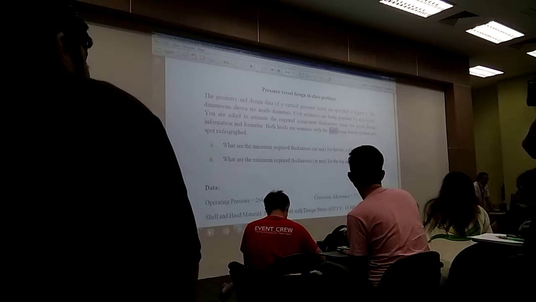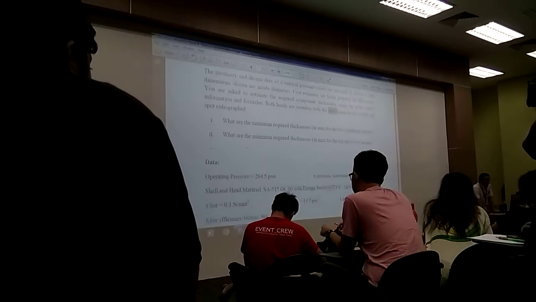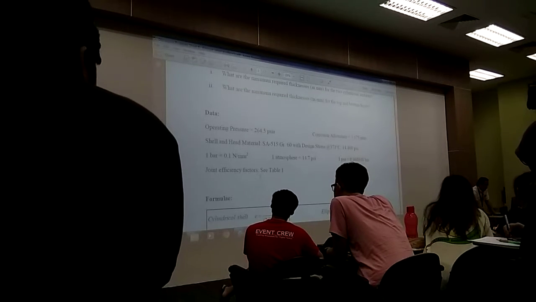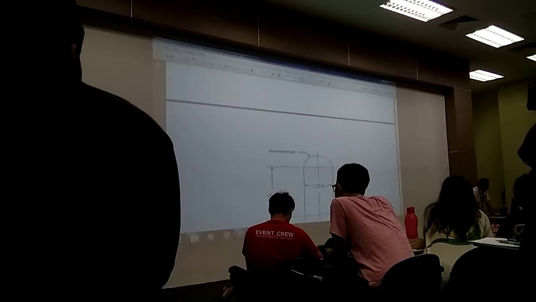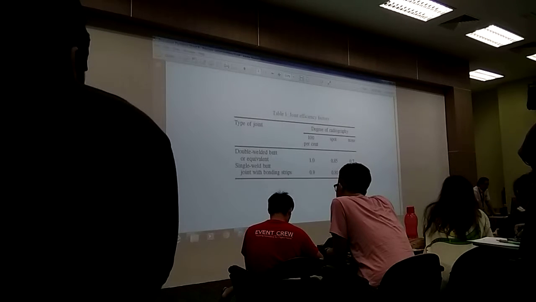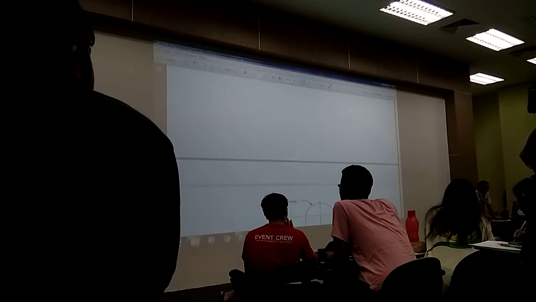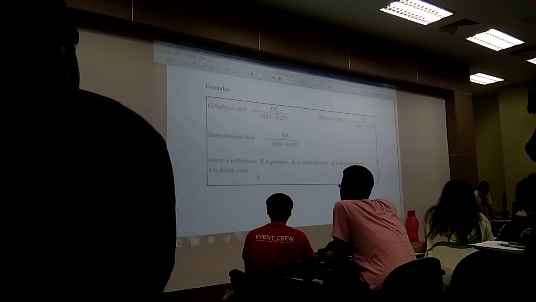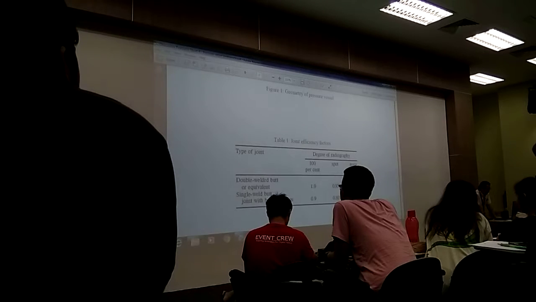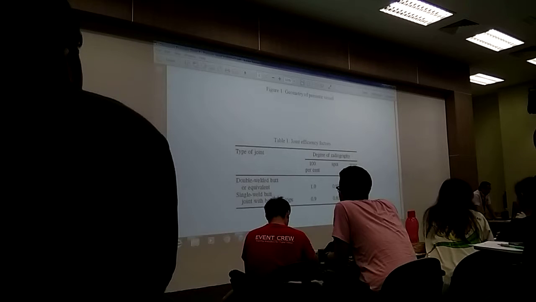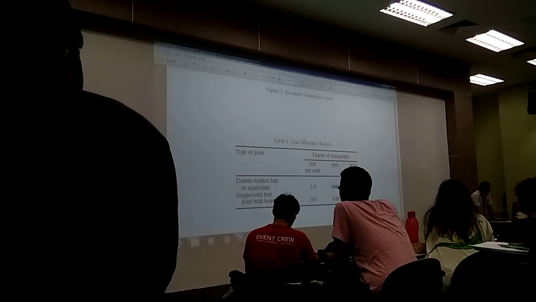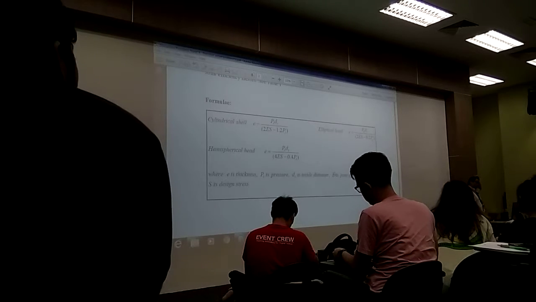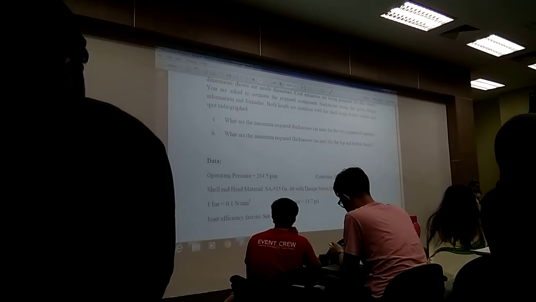Right? Joint efficiency factor. How to get the joint efficiency factor? You need to refer to the table. Joint efficiency factor, see table 1. Table 1 is here. Right? Double welded and spot radiograph. So your joint efficiency factor would be 0.85. Easy.